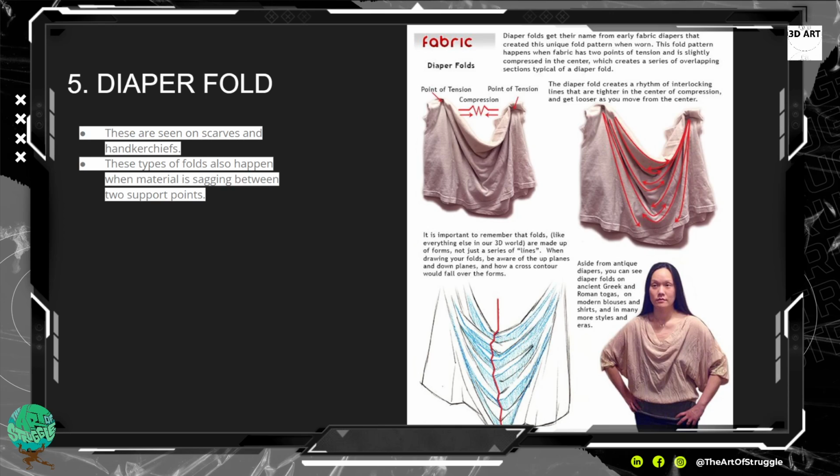When drawing your folds or sculpting them, be aware of the up planes and down planes and how a cross contour would fall over the forms. So what they're saying is, you can see that clearly there's the top side and the darker side on the inside. There's the top side, darker side on the inside. So aside from antique diapers, you can see diaper folds on ancient Greek and Roman togas, on modern blouses, shirts, and in many more styles and eras.